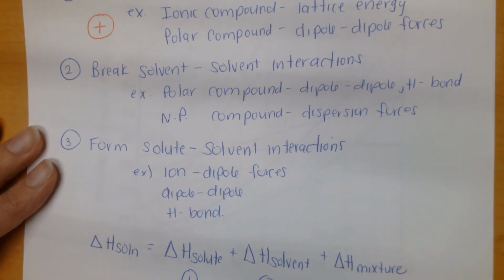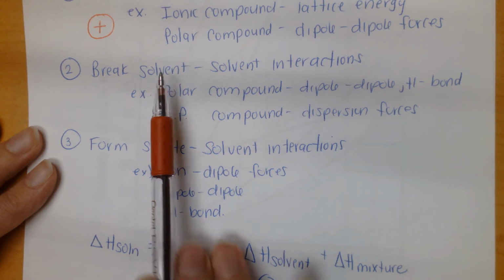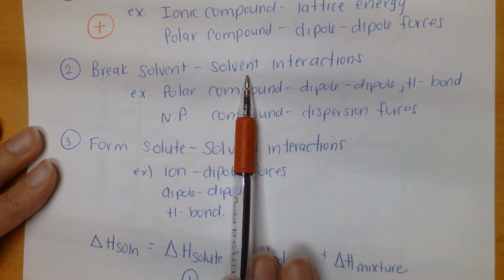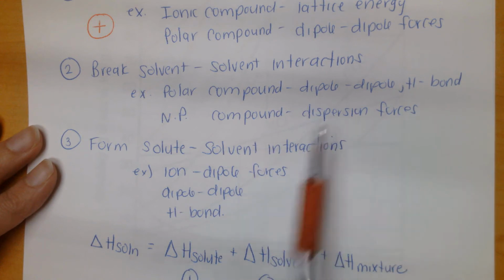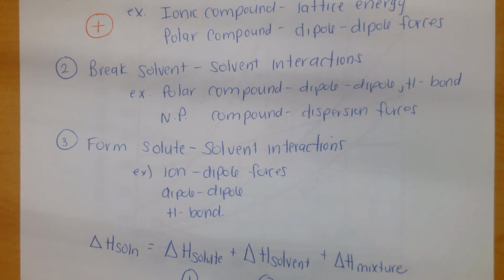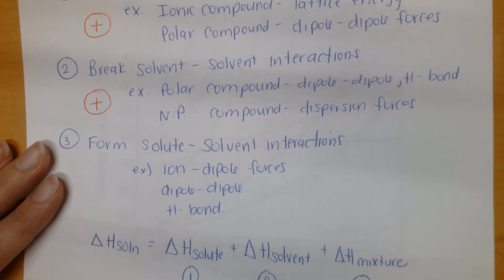Okay, so we have to repeat this process with our solvent. Whatever our solvent happens to be, we have to break those solvent-solvent interactions. And again, could be dipole-dipole, hydrogen bonds, dispersion forces, whatever they happen to be, we need to break those interactions to make a solution. So this is also positive.